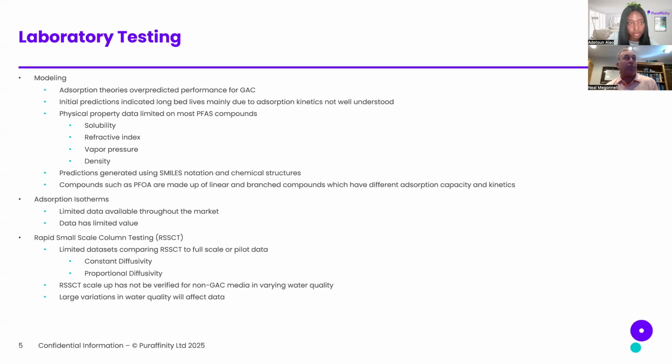But things that are missing that are very important to determine how well something's going to absorb or be removed by various media are the solubility of the compound, refractive index, the vapor pressure, and the density of the compound. And again, these are not necessarily available for a lot of these.